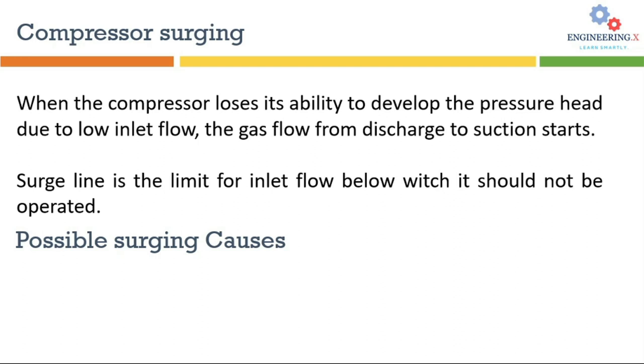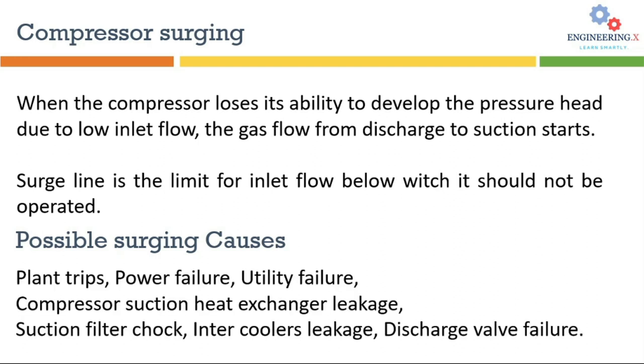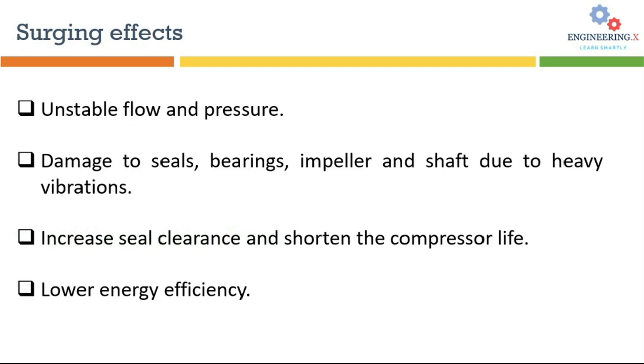So what are the possible causes that finally result in a surge of a compressor? The causes are sudden plant trips, power failure, some utility failure, compressor suction heat exchanger leakage, or suction filter choke, intercooler leakage, or discharge valve failure. These are some possible reasons for compressor surging. And what are the effects if a compressor goes into surge? These are listed here. Definitely unstable flow and pressure, and damage to the seals, bearings, impellers and shafts due to the very high vibrations and noise during surge. It also increases the seal clearance, shortens the overall compressor life, and ultimately lowers energy efficiency.